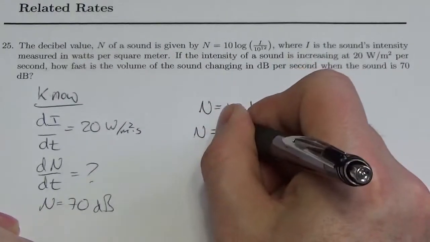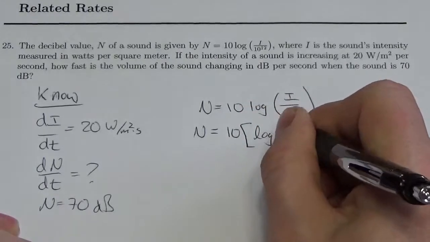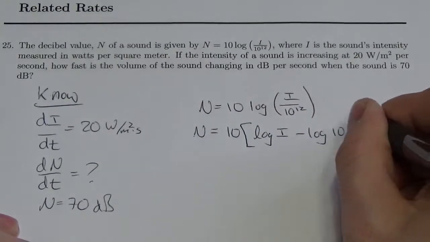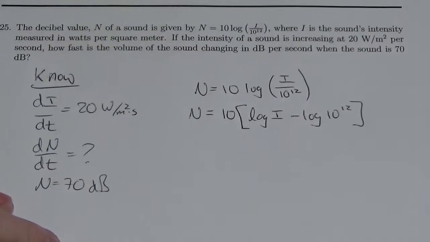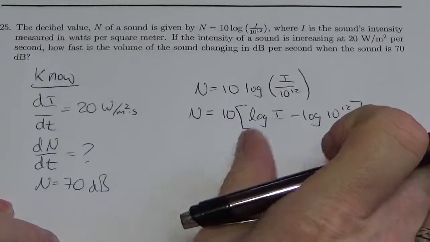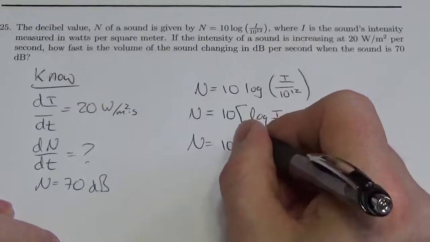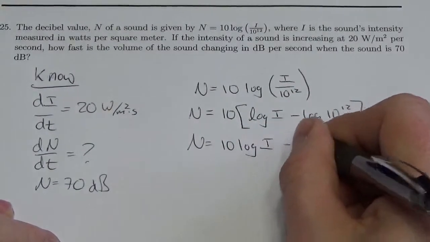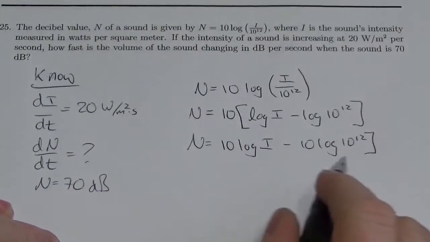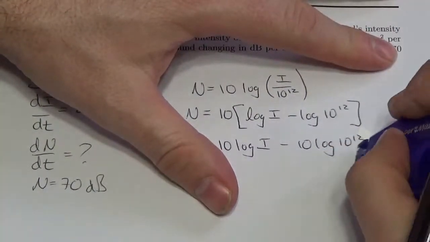I'm going to make this N equal to 10 times, I'm going to put brackets here, the log of I minus the log of 10 to the 12. Okay? So that division within a logarithm becomes subtraction between logarithms. And then I'm going to distribute that 10 through. So 10 common log of I minus 10 common log of 10 to the 12. I just got rid of that.